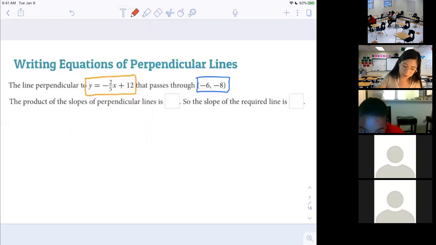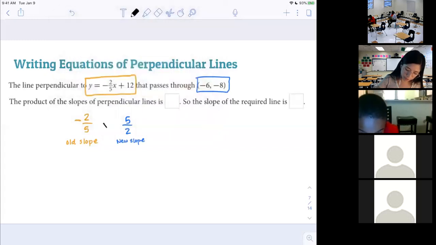Okay, let's think about it. So if my original slope is -2/5, this is my old slope. And I know that my new slope has to be the opposite reciprocal. What's my new slope going to be? Positive 2/5. Remember to flip it. 5/2. Good. So my old slope and my new slope.